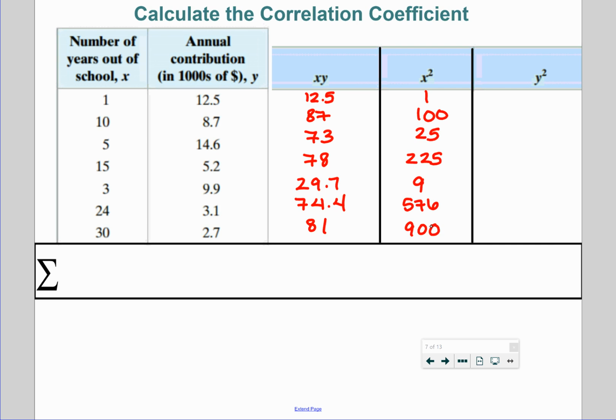I'm not going to round until the very end here. 156.25, 75.69, 213.16, 27.04, 98.01, 9.61, 7.29. Okay. And then I got to add them all up.